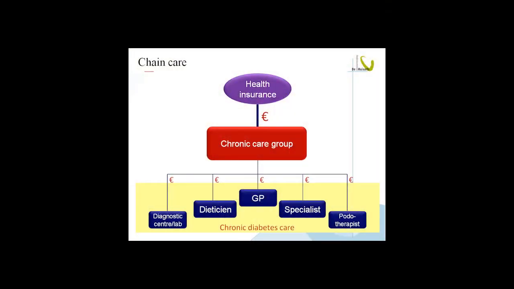So this chronic care group gets one budget and has to decide, how do we do our foot care? Is it the podiatrician, or is it the GP, and maybe the podiatrician, or is it the internal specialist? So that's something that has to be reorganized within this organization. Just to give it in a diagram, you see here the health insurance is financing a chronic care group, and it has several disciplines, and they have to divide among themselves the care, but also the finances dealing with that care.